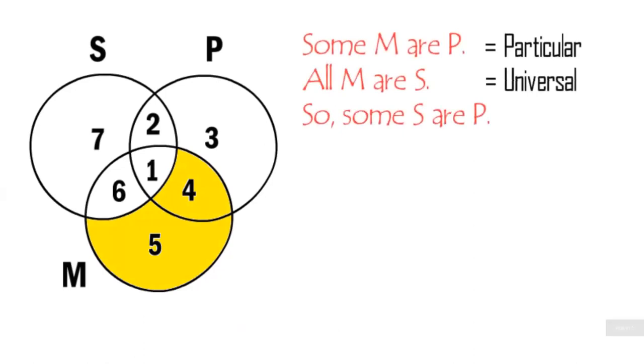Now let us proceed to diagram the first premise, which says, some M are P.